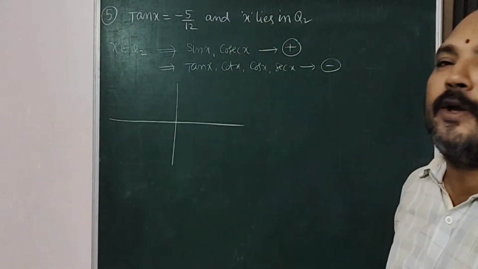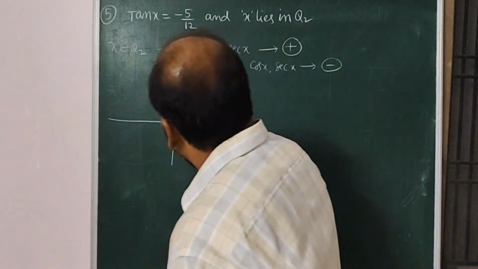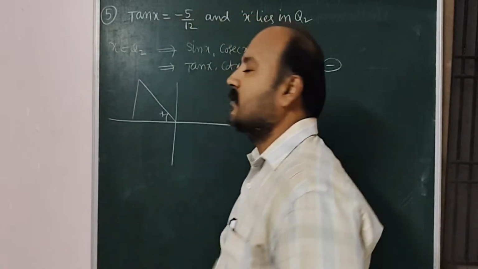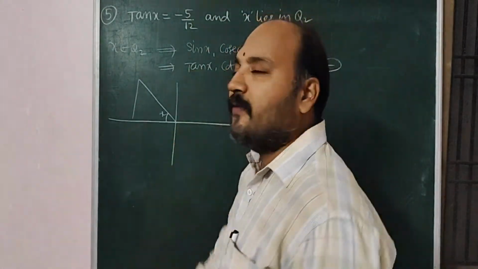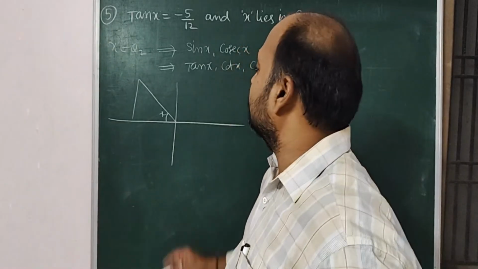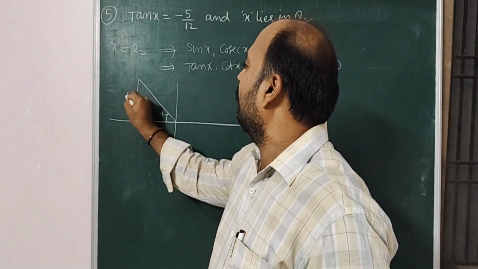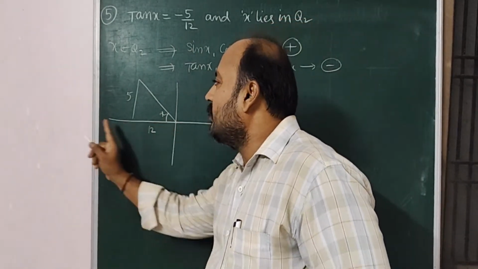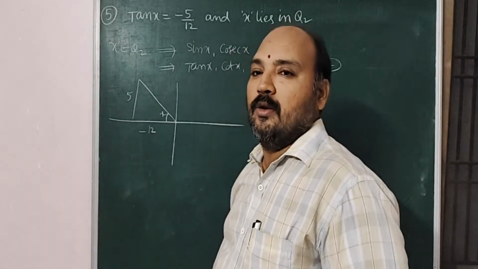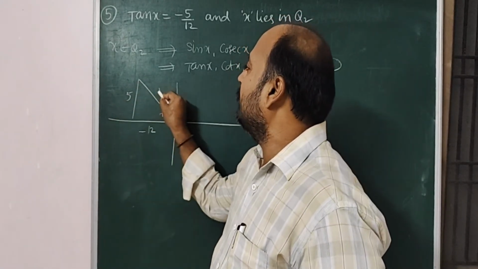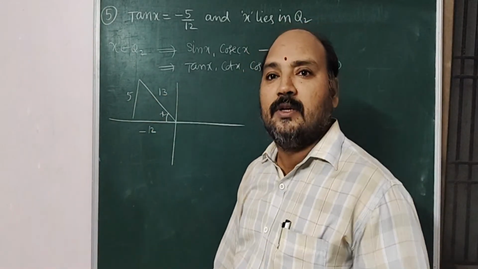Right, this is the second quadrant. So the figure I am drawing like this. Here the angle is x. Tan definition is what? Opposite by adjacent side. Opposite is 5. Adjacent side is 12. This is the negative direction, so it will be minus 12. By using Pythagoras triples, 12, 5 is there, means obviously hypotenuse is 13.